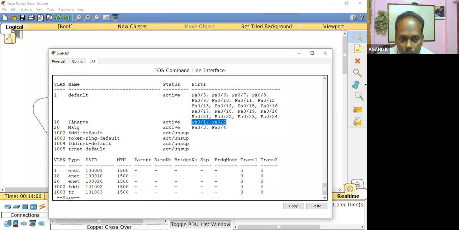FA 0/1 and 0/2 are in finance, and marketing has the other ones. See, in the industry, a network administrator, cloud administrator, or cyber security administrator is paid very high, and they are given the highest respect also.